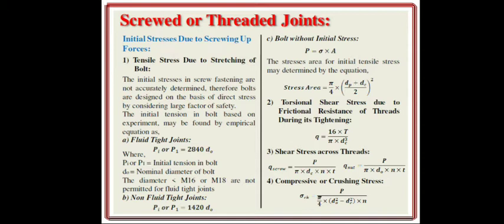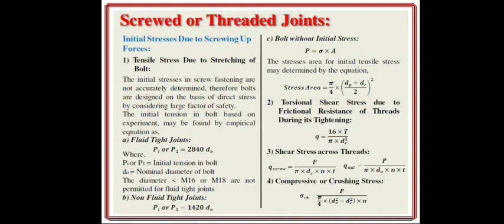Now the third one, the shear stress across threads. Q of screw, that is the shear stress, is equal to P upon pi into dc into n into t. Where Q, that is shear stress in a nut, is equal to P upon pi into d0 into n into t. Now the fourth one, the compressive or crushing stress.